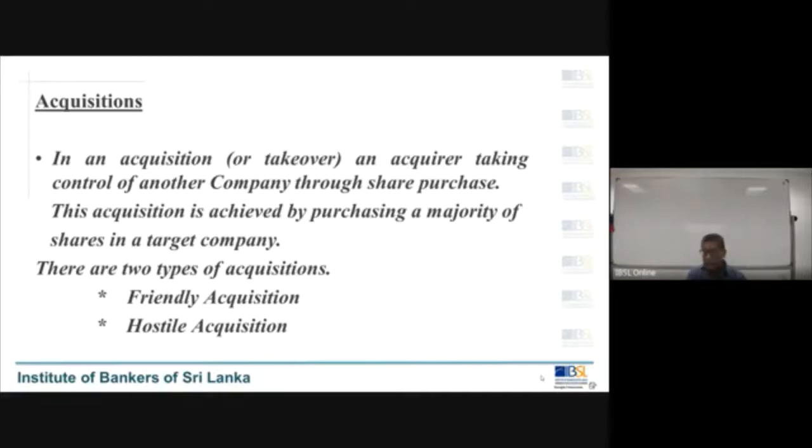Now, there is something called acquisition. The moment you take over another company, right? Usually, the acquired company goes under the acquiring company's name. Most of the time, the purchase of one company by another company is simply what we call acquisition. The acquirer takes control of another company. How can they do it? They buy it through share purchase, right? Sometimes this acquisition is achieved by purchasing a majority of shares in the target company. That is what acquisition means.